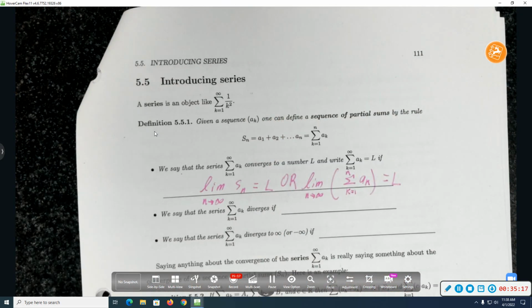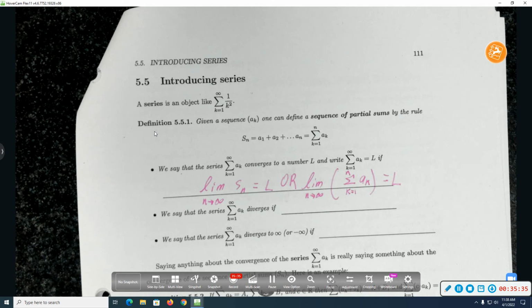That make sense? And that's what it should be, right? So you want to see what happens when you add up all of the terms. You can't add up infinitely many things all at once. But you can add up like 10 trillion things all at once, and then take the limit as 10 trillion gets bigger. So that's what it means to converge.